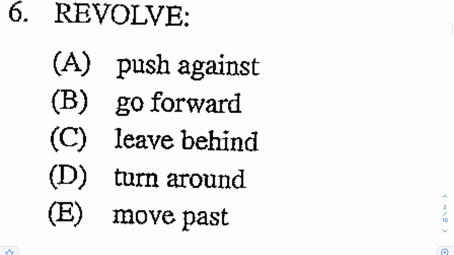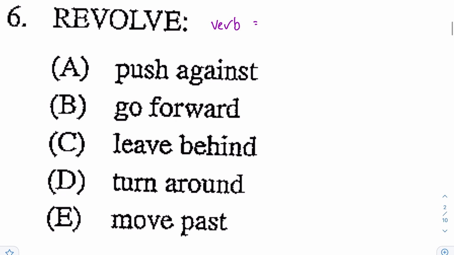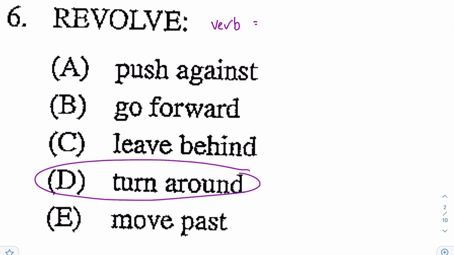Right, next, for number 6, the word here is revolve, and revolve is a verb here. And here, revolve, when you have a revolution, it means to go around. So this is going to be choice D. It's kind of like a revolving door. It just keeps spinning.